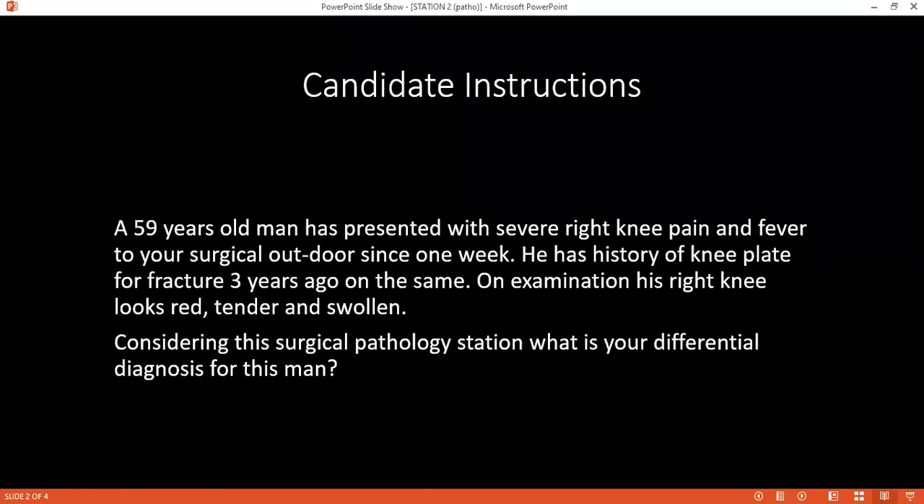In this particular case, if you focus, this person had a history of a knee plate for fracture 3 years ago. Why do you think this plate should be removed? Since he had a history of knee plate insertion, I suspect the infection could be Staph aureus and consider the knee plate a septic focus of infection. So if we do not remove this focus, then the infection will not subside, ma'am. So this focus should be removed.